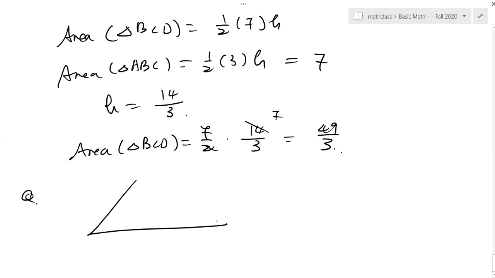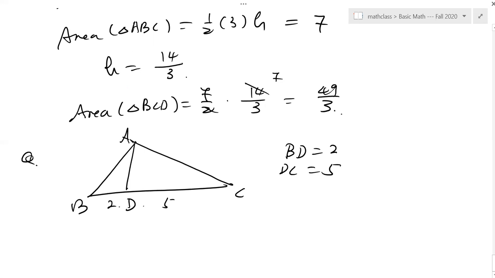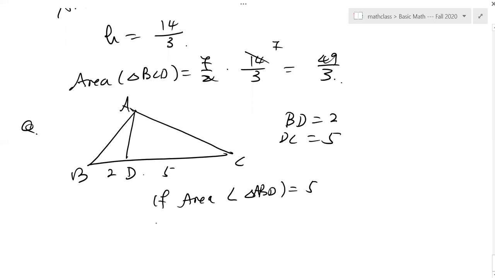Okay, another one. We have a triangle with points A, B, C, D, and BD is 2, DC equals 5. If the area of the triangle ABD is 5, what is the area of the triangle on the right-hand side? Can you get it?